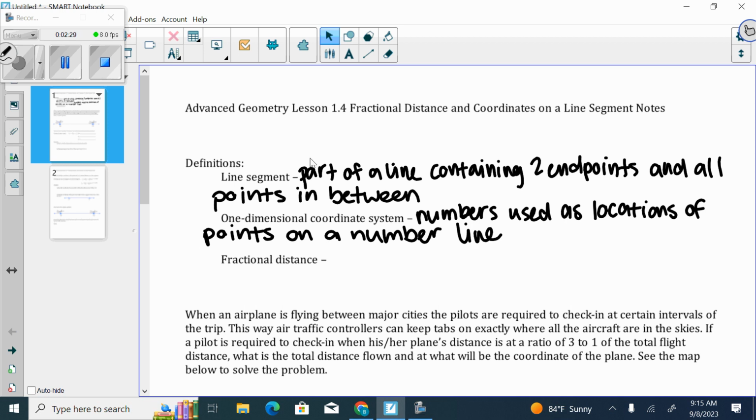All right, and then lastly, fractional distance. Kind of like what I touched on earlier, this would mean we will only go a fraction of the total distance between 2 points. So this would be a portion of a distance between 2 points.